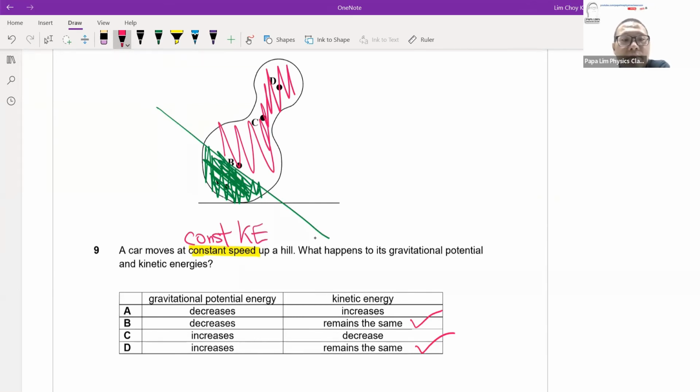And as I go further up the hill, this is the second clue, up the hill, the vertical distance is increasing. Which means my gravitational potential energy, mgh, will be increasing. That's why my answer will be D. Even though there's no picture, no numbers, no calculations, the question has embedded two clues. The constant speed tells us about kinetic energy, and up the hill implies the height is increasing, so the gravitational potential energy is increasing. So that's question 9.